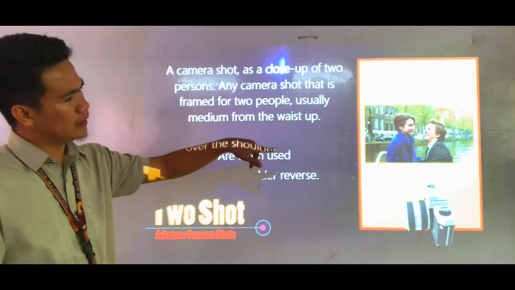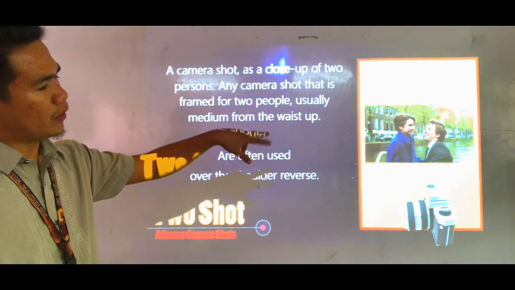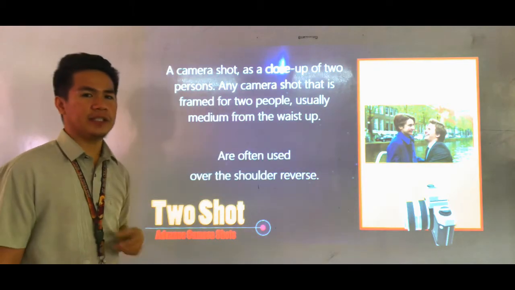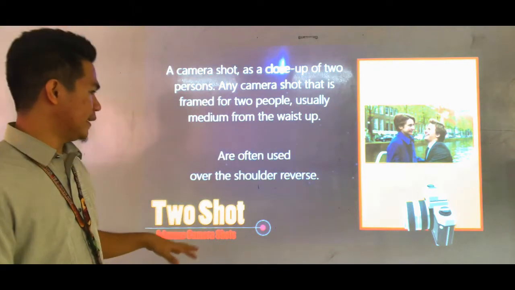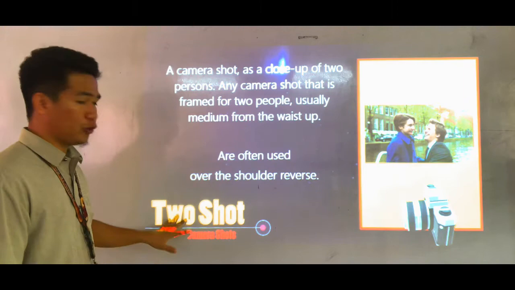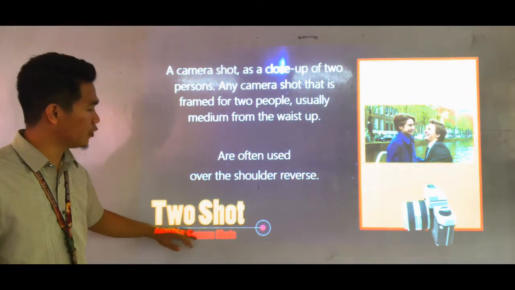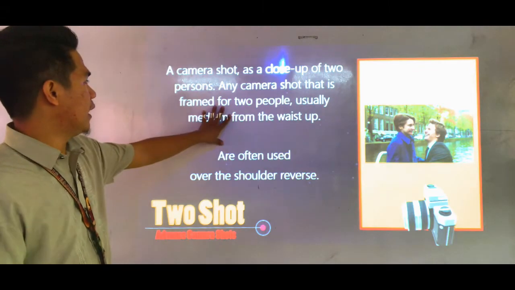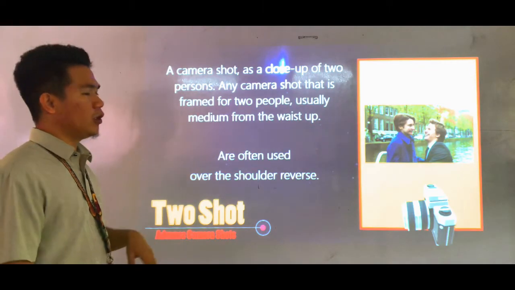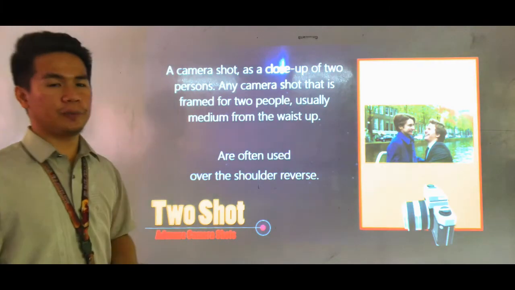Okay, I think The Fault in Our Stars yung movie na yon, if I'm not mistaken. So this is what we call two-shot under the advanced camera shot. Okay, from the word two-shot, so frame for two people.